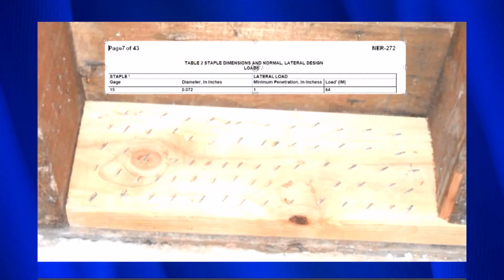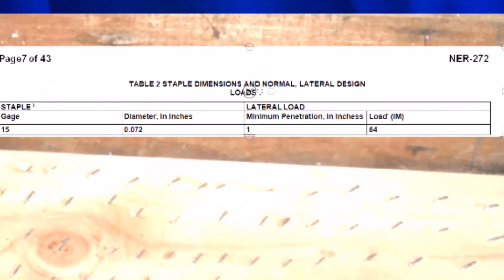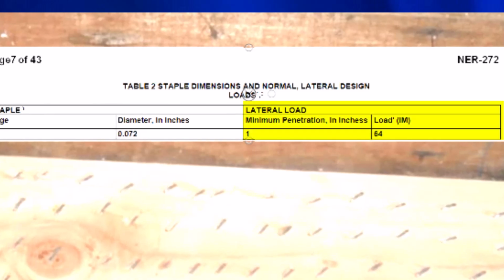This is a 14-inch long block in between two studs, and it's got about 60 staples in it, and that can resist around 3,800 pounds. Now, if you look at the top, that table is from NER 272, which is a publication from the International Staple, Nail and Tool Association, ISANTA. And as you can see, each staple can resist 62 pounds, and that's quite a bit.